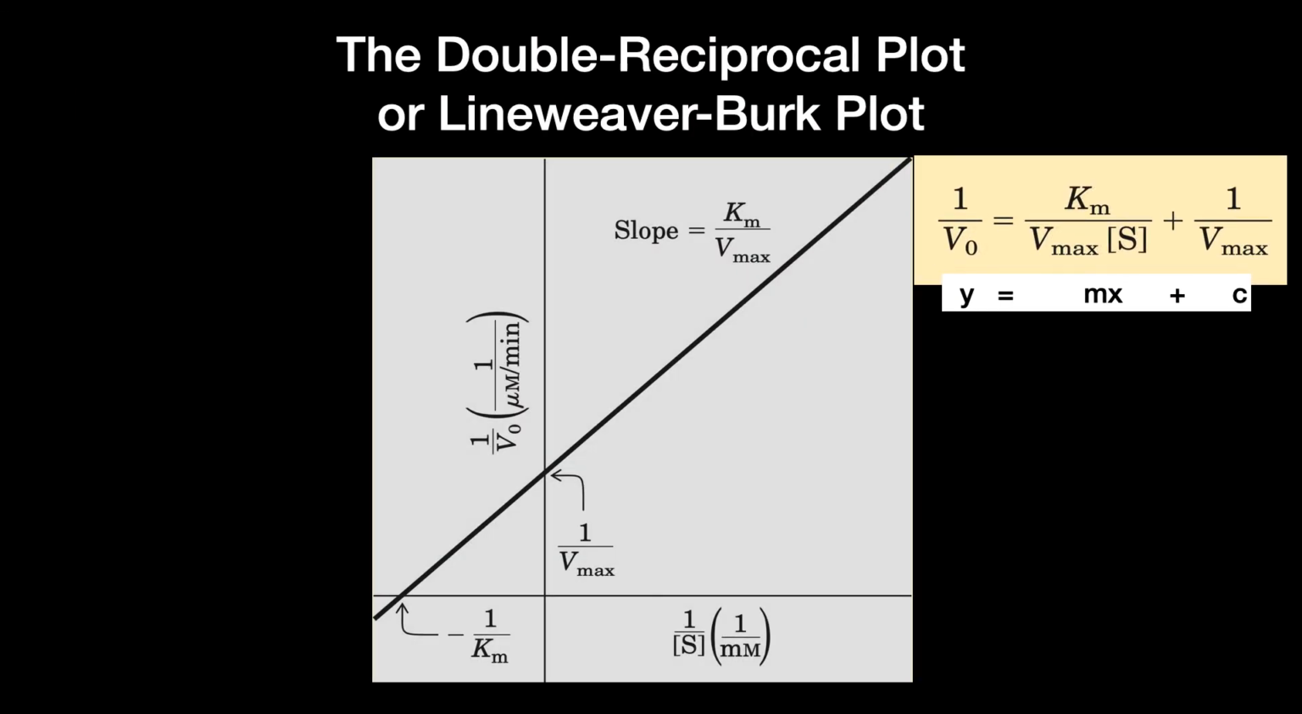Therefore, a plot between reciprocal of initial velocity V0 and reciprocal of substrate concentration, and hence the name double reciprocal plot, yields a straight line. The line has a slope equal to Km by Vmax with 1 by Vmax as y-axis intercept. So from here Vmax can be more accurately determined and minus 1 by Km is the x-axis intercept.